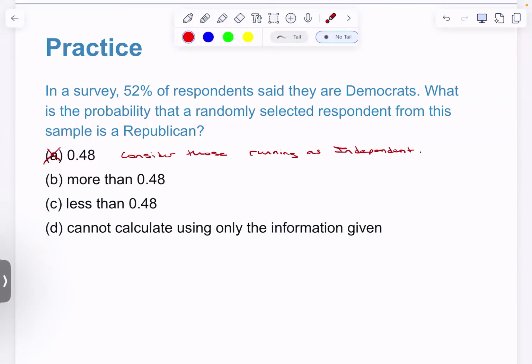Because 0.48 is kind of our gut reaction. If 52% are Democrats, then I can take the complement, which we did a sneak preview of as well, kind of leading up to that. So 1 minus 0.52 is 0.48. That's why you might have jumped at the 0.48, but you have to consider all the possible outcomes. It's not more than 0.48, because again, what about those independents? They're going to take a little chunk.